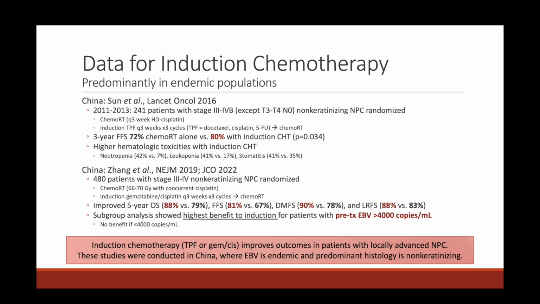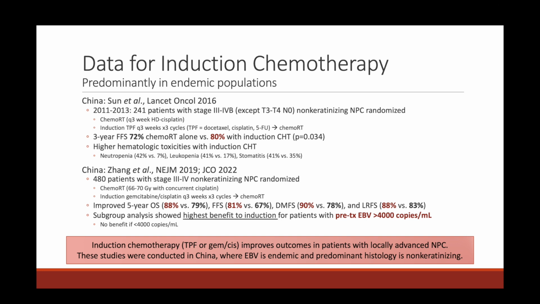Both of these trials took patients with stage 3 to 4 non-keratinizing nasopharyngeal cancers, and they randomized them to either chemoradiation or induction chemotherapy followed by chemoradiation. The first trial used an induction regimen of TPF, which is docetaxel, cisplatin, and 5-FU, and found about an 8% improvement in 3-year failure-free survival, so 72% with chemoradiation alone, up to 80% with induction chemo.